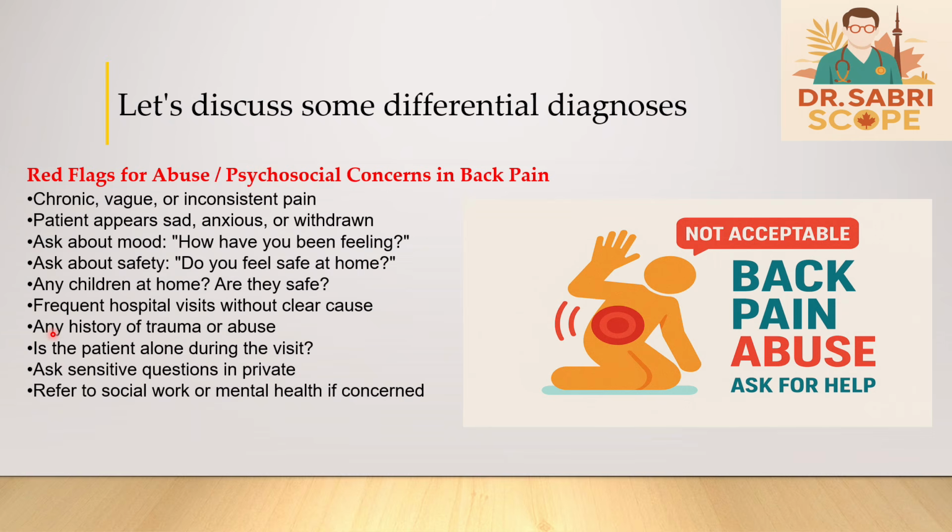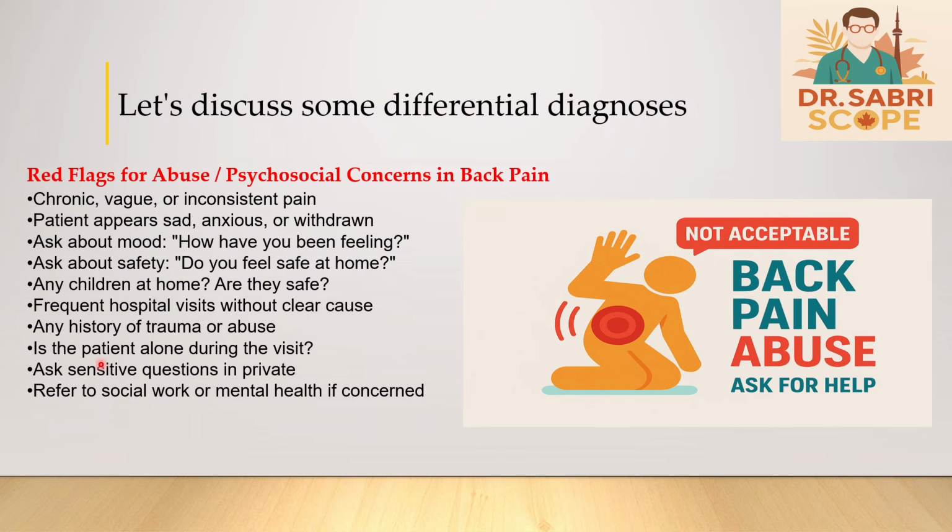Also, asking about hospital visits without a clear explanation or cause is very important, as well as any fracture or any medical condition the patient has been treated for. Also, it's very important to ask and clarify if there is any history of trauma, any history of intimate partner violence, or any history of police previously intervening between them.